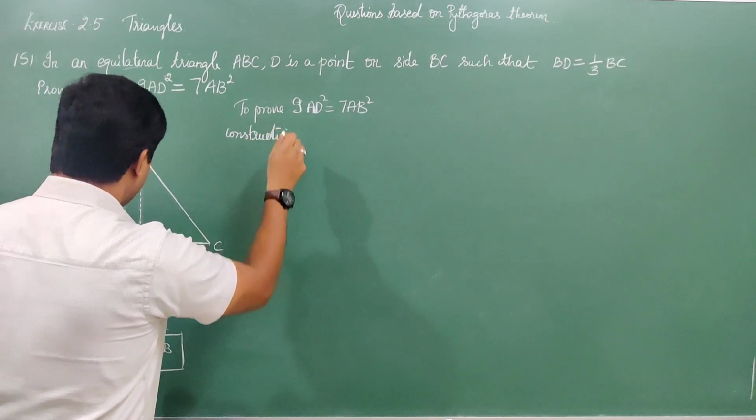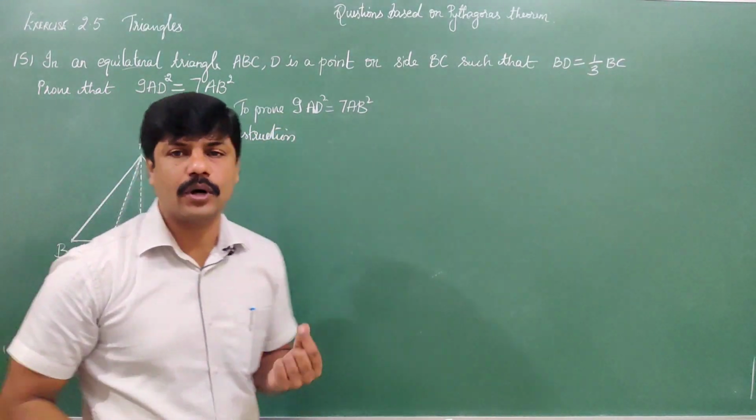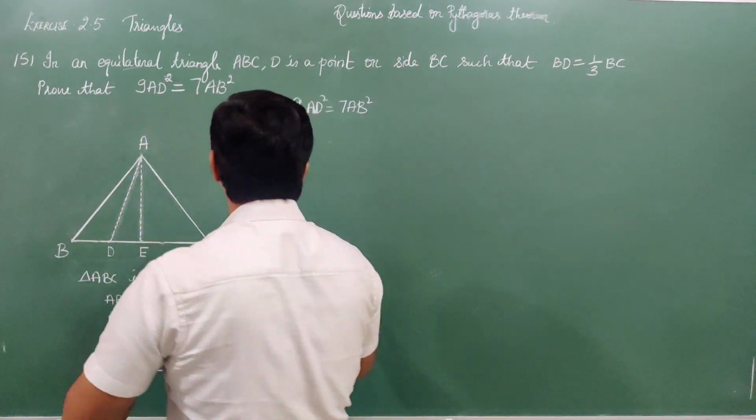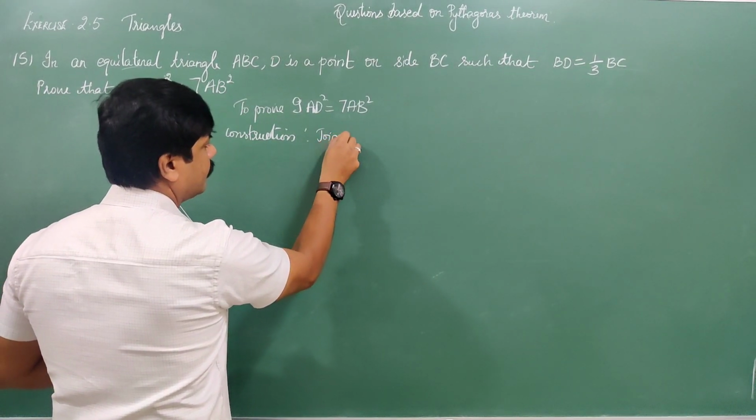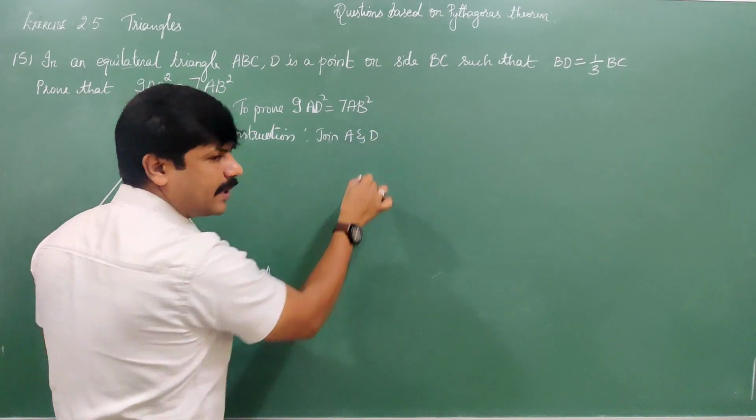What is that construction required? D is a point on BC itself. Okay, join A and D. Join A and D. Thus it becomes AD.